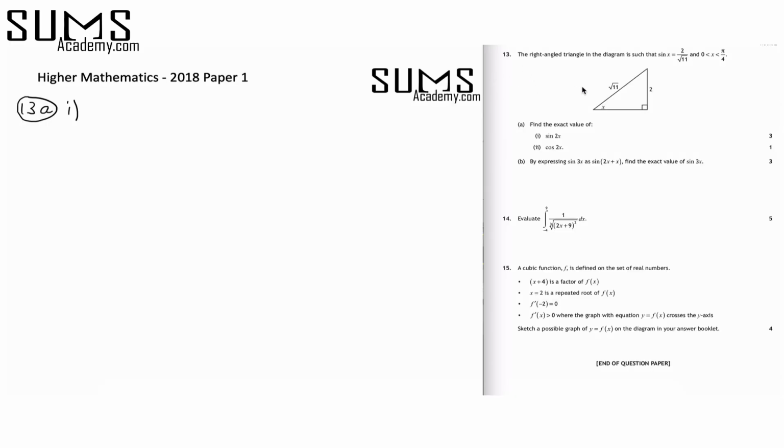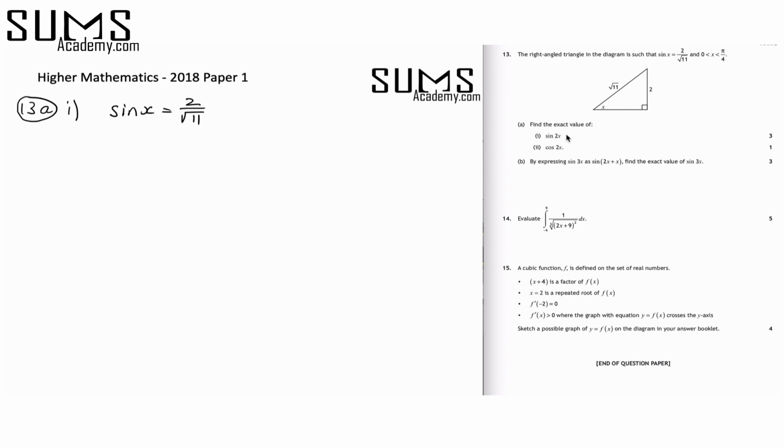Question 13. The right angle triangle in the diagram has shown that sine x is equal to 2 over root 11, and x lies between 0 and pi over 4. So we're asked to find the exact value of sine 2x. We're already told that sine x is equal to 2 over root 11, and we're asked to find sine 2x.